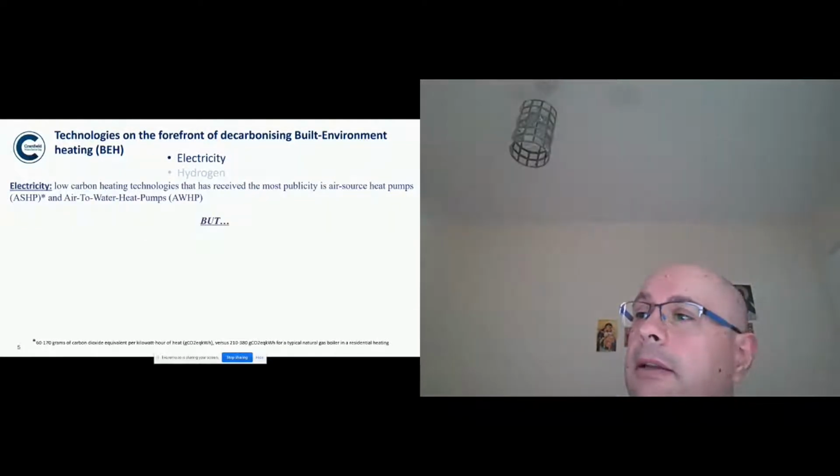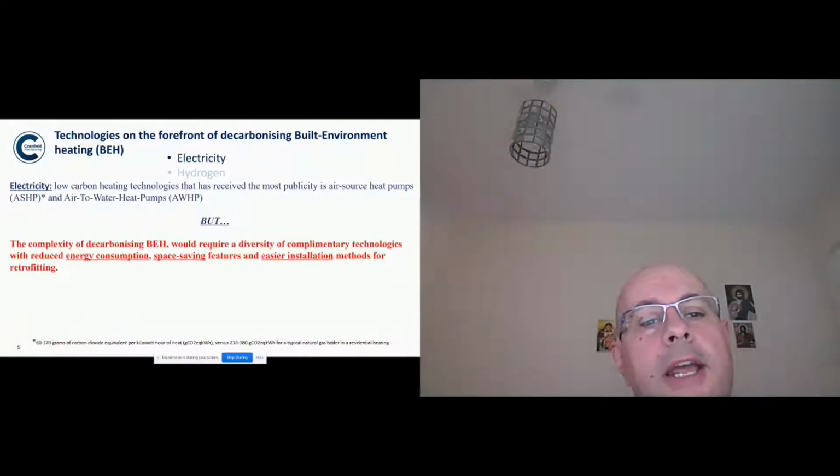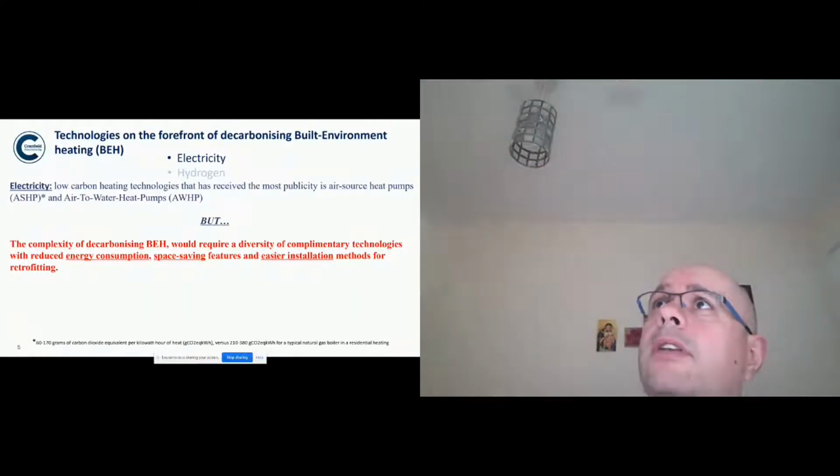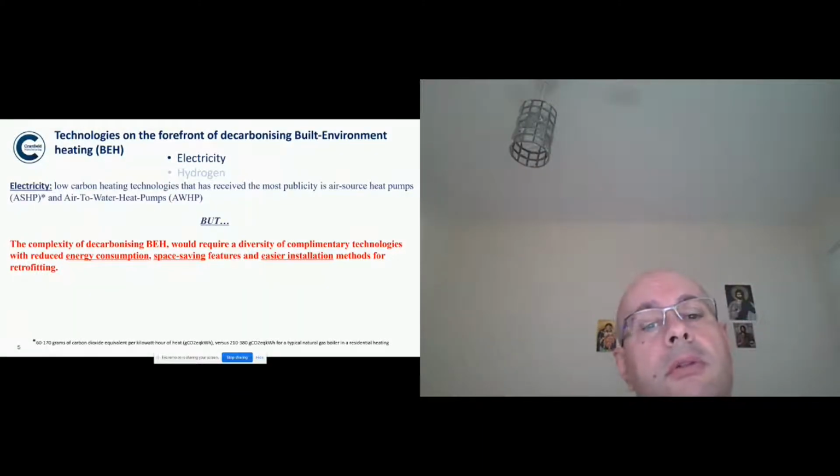But the housing stock and the built environment is a complex place. The complexity of the built environment heating would require, in our opinion, a diversity of complementary technologies that do have a reduced energy consumption requirement, have space-saving features, and easy installation methods for retrofitting. And space-saving features for new heating methods is very, very important in that environment.